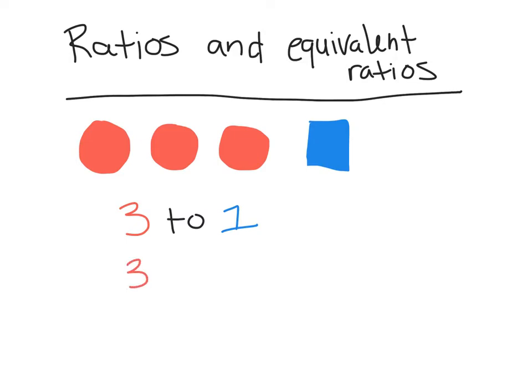When I'm writing ratios, I can write it in word form like that, or I can write 3, then 2 dots like this, 1. I can also write ratios as a fraction, so I can say 3 to 1. All of these ways say the same comparison. I have 3 red circles to 1 blue square. Let's look at how we might use ratios in real life.